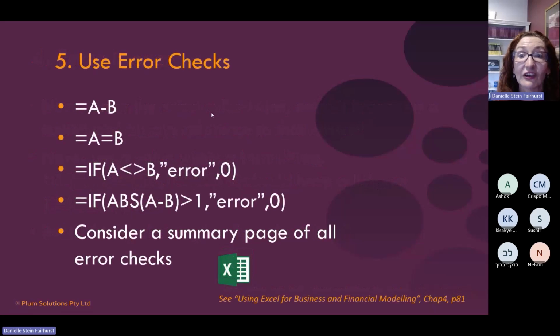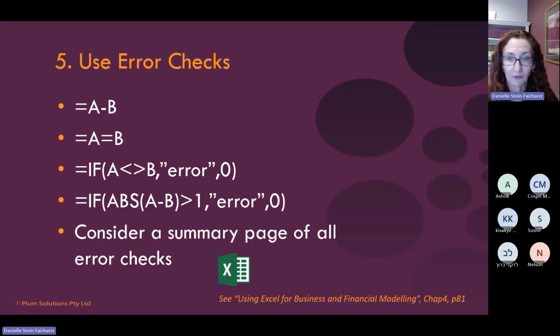So the next one is error checks. So I can't tell you how many times an error check has saved my modeling. And I don't mean an if error, I'm not talking about an Excel error. I love Excel errors. Excel errors are great because you can see that there's a problem. It's when you see a number that looks like it's right, but it's completely wrong. That is the problem, and that's why you need an error check.